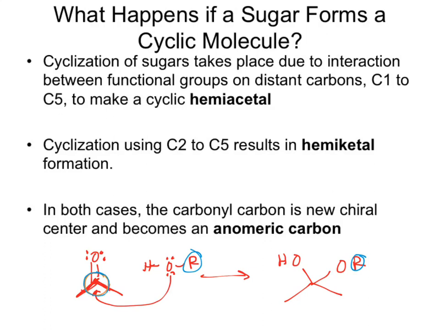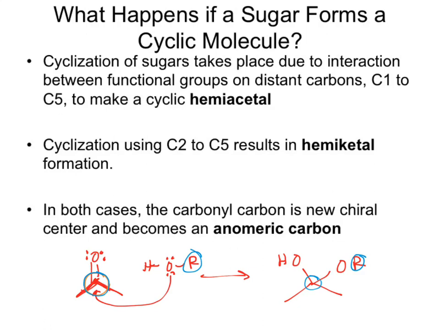No, we only have three groups around it, which means we don't have a chiral atom. What happens to that carbon in the product? It is now a chiral center. Which chiral orientation is favored?